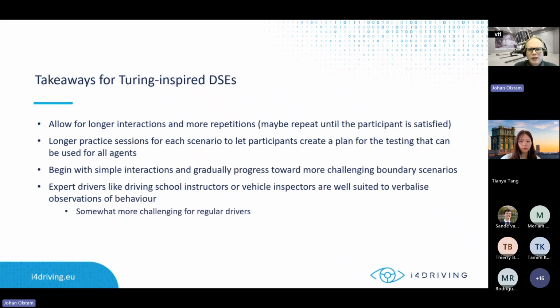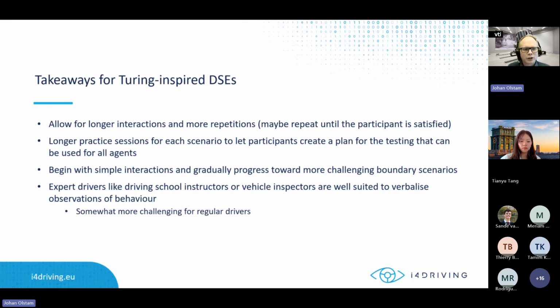And if one would redo this, knowing all this from the start, or if someone of you would like to try to do this, the takeaways we noted down are that it would be good to have longer interactions and more repetitions. Maybe have the possibility to repeat until you are satisfied as a participant: now I tested everything, now I'm happy. Also, in order to know how to interact, it would be good to have longer practice sessions for each scenario, to let the participants create their own plan for testing so that they can use the same plan for all agents. There were also some suggestions that one could start with simpler scenarios and gradually make the scenarios more complex.